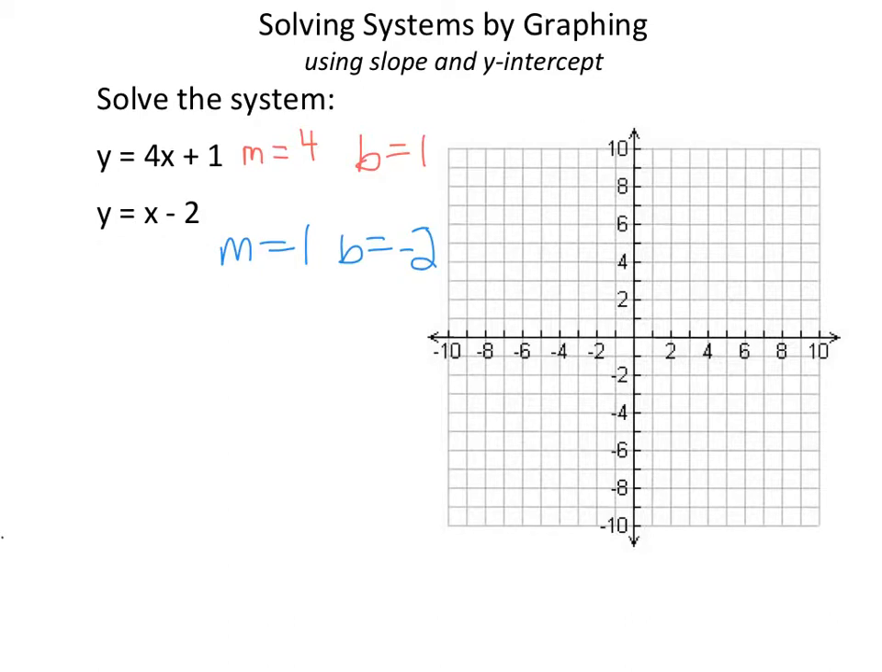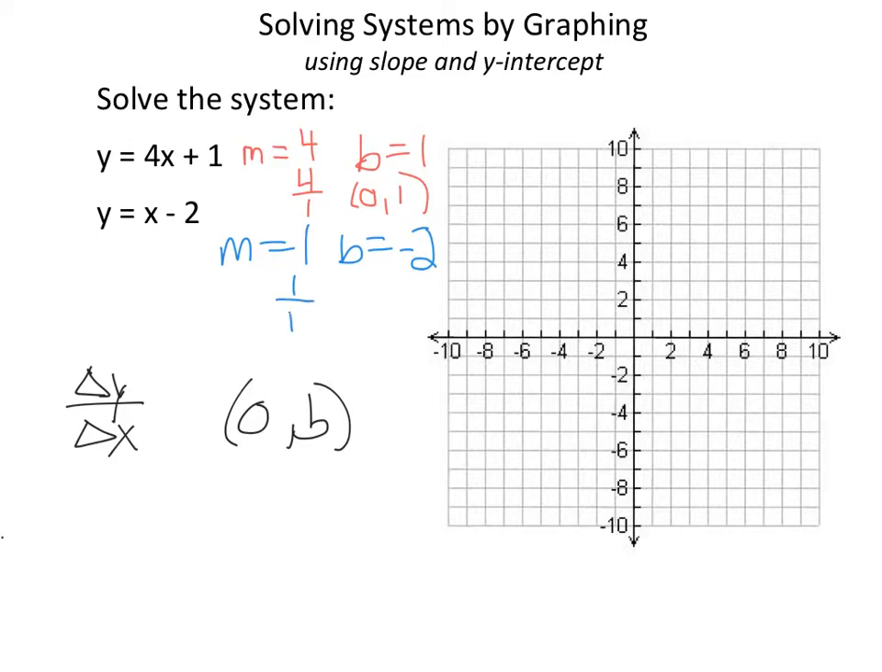Slope is the change in y over the change in x, so I want to think of it as a fraction. So I'm going to think of the first one as 4 over 1, and then y-intercepts, or the b's rather, are the y-coordinate of the y-intercept, 0, b. So I'm going to think of this b as 0, 1. Repeating that for the other equation, the slope would be 1 over 1, and the y-intercept would be 0, -2.